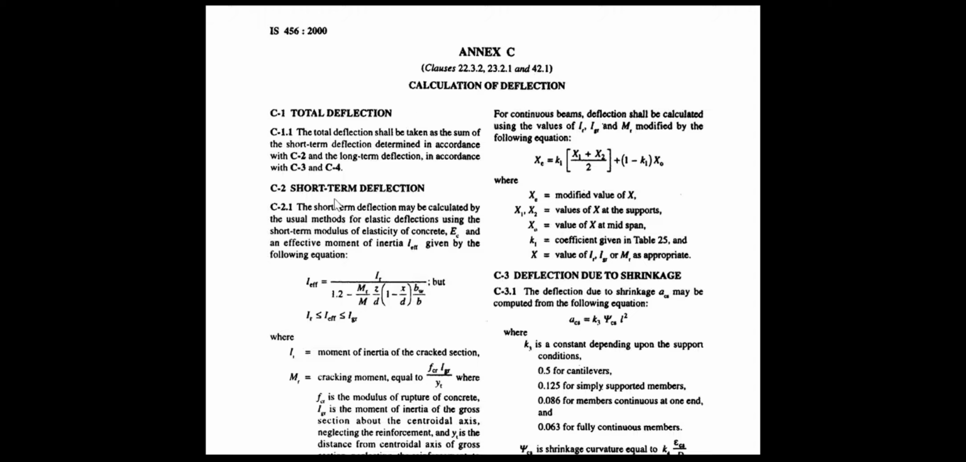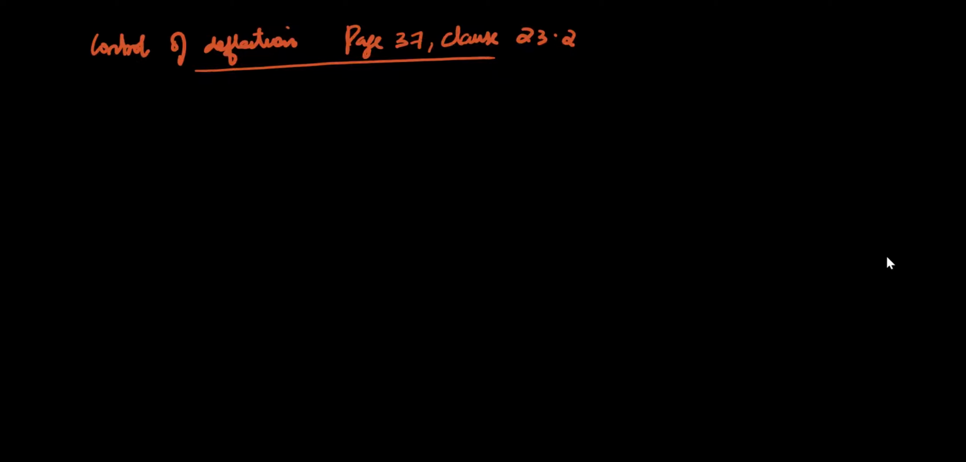That is the total deflection due to short-term deflection and long-term deflection. The long-term deflection, that is due to shrinkage and creep, is given in Annex C. We'll discuss this in detail once we discuss the topic limit state of serviceability. For the time being you understand the basics of this. That is the control of deflection.